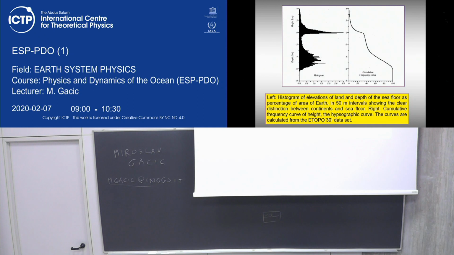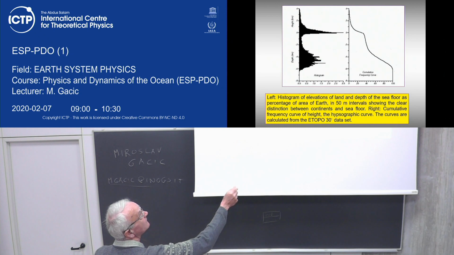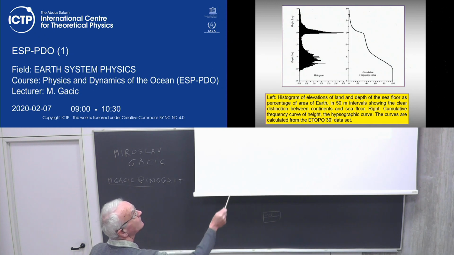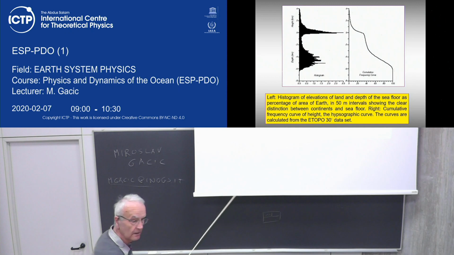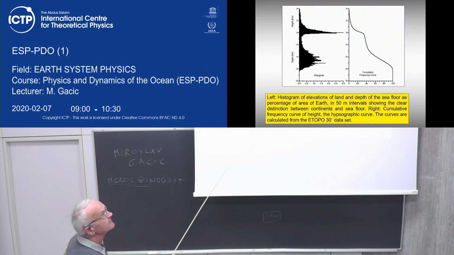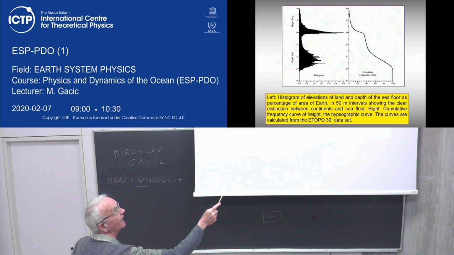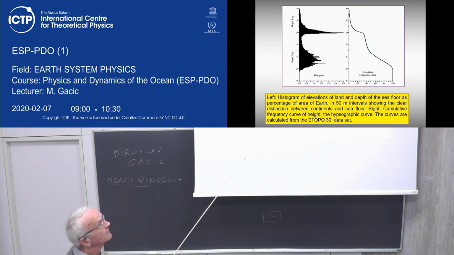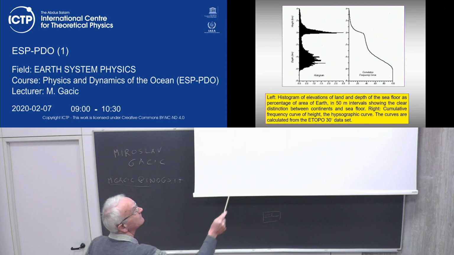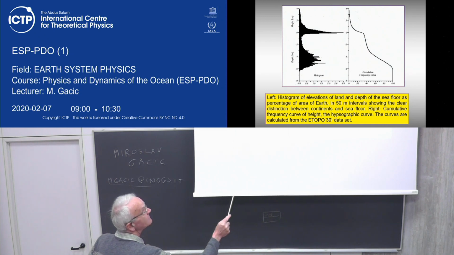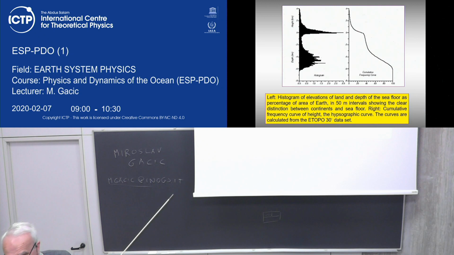And so here is the graph which nicely describes the elevation of land and depth of the seafloor. This is the zero. This is the depth of the world ocean, and this is the land height. And this is the distribution of different depths of the world ocean. What information does this curve give you? This curve tells you that the major part of the world ocean is around 5 kilometers deep.